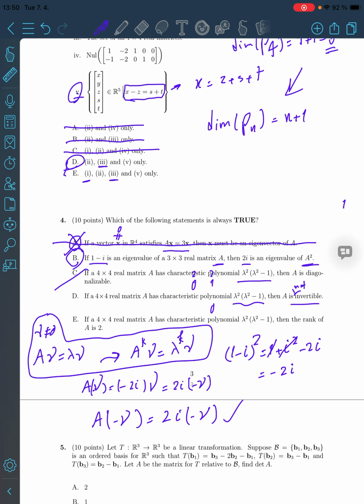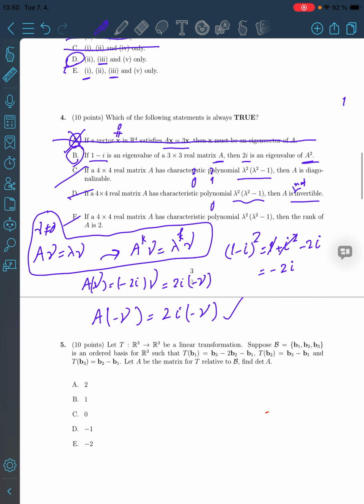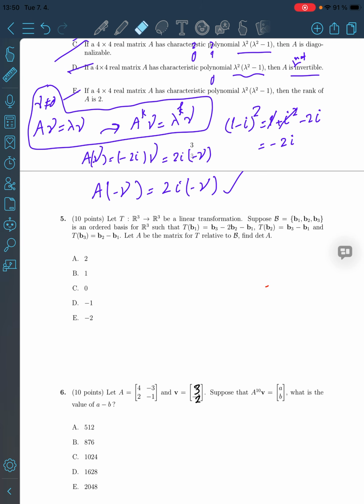But here it is mentioned that it's invertible. They want you to be confused. Therefore, this is not the solution, and then E is also not the solution. Let's move on and go to question number 5.